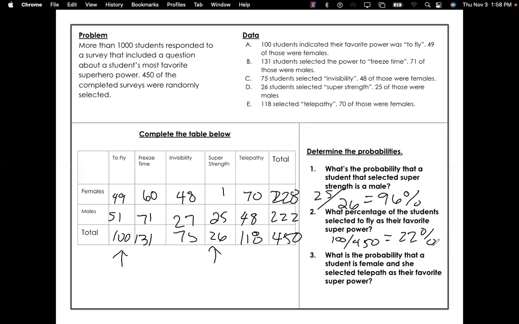What is the probability that a student is female and she selected telepathy as her favorite superpower? So out of the females, how many selected telepathy? 70 out of the 228. So what is that? That's 31%. Yay, Macy.